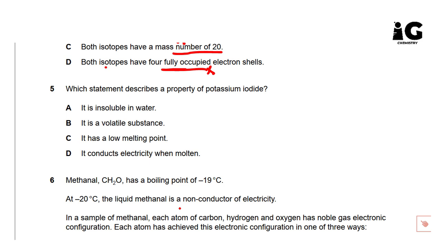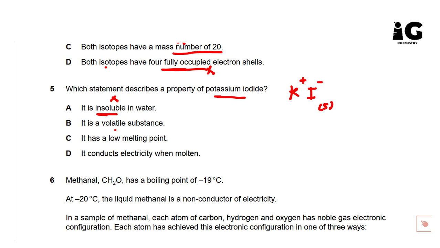Okay. Question 5, which statement describes a property of potassium iodide? So potassium iodide is an ionic compound composed of potassium, which is a metal and a positive cation, and iodine, which is the negative iodide. And this is actually a solid compound, because ionic compounds are solid. So the first one, it's insoluble in water. From the rules you studied, any compound that has K is supposed to be soluble, and also the majority of ionic compounds are soluble in water, so this is not correct.